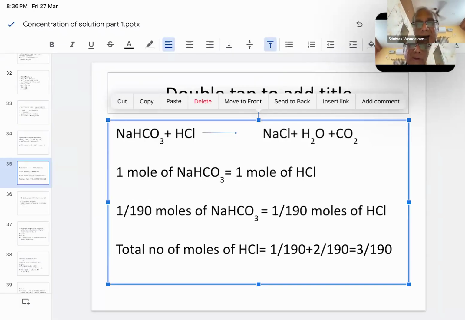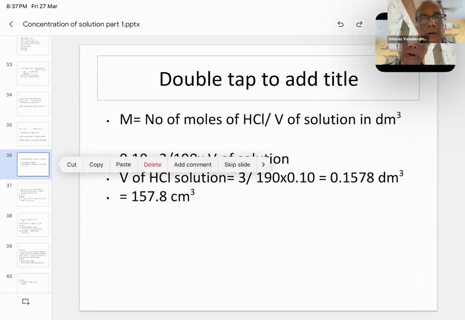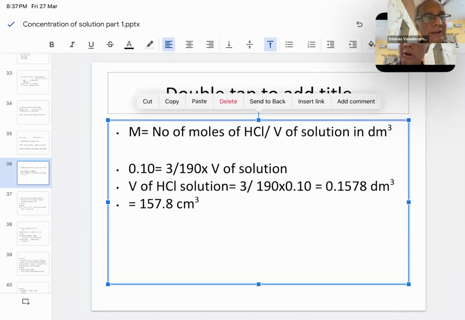Total number of moles of HCl required is 1 by 190 plus 2 by 190, 3 by 190. Now molarity is number of moles divided by volume. Molarity is known, number of moles is known. So I am going to find the volume of solution, which is 157.8 centimeter cube.